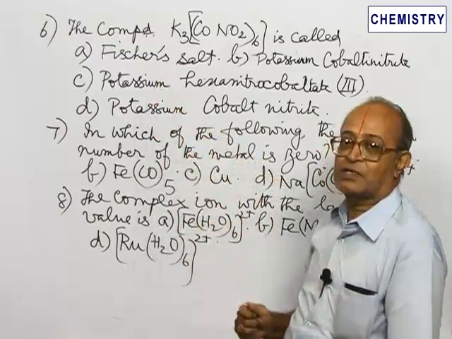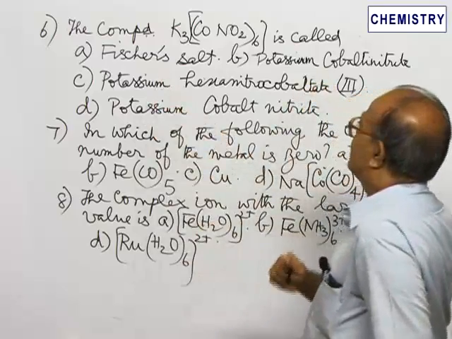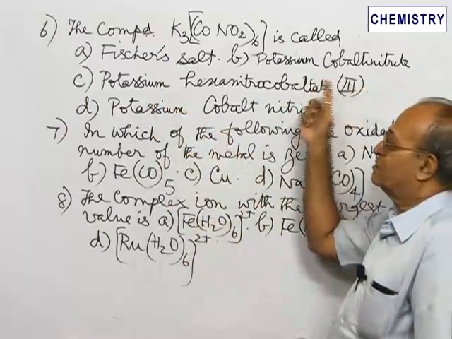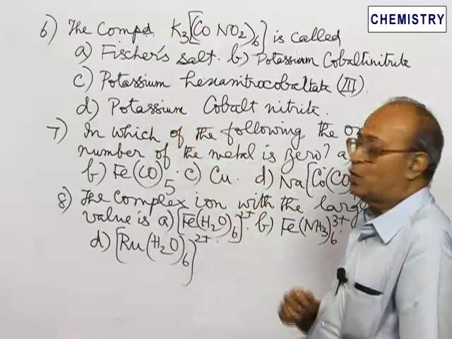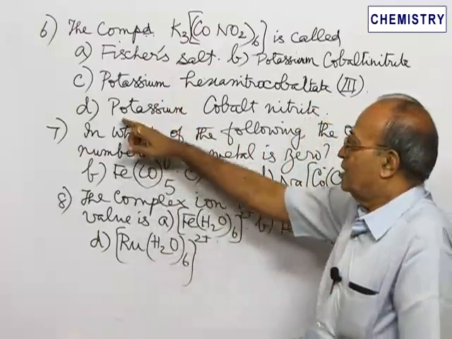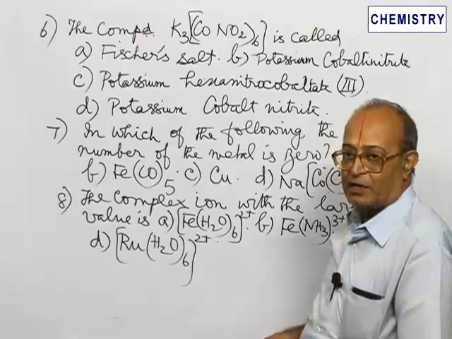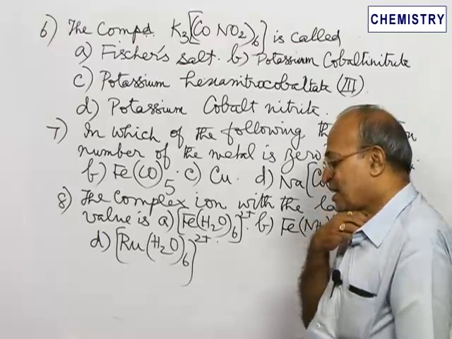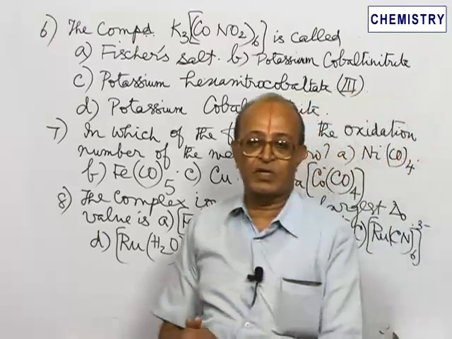A. Fischer's salt, B. potassium cobaltinitrite, C. potassium hexanitrocobaltate(III), D. potassium cobalt nitrite. Now in this connection, I want to mention some important aspects of complexes.